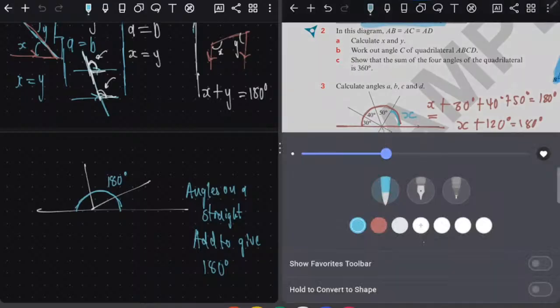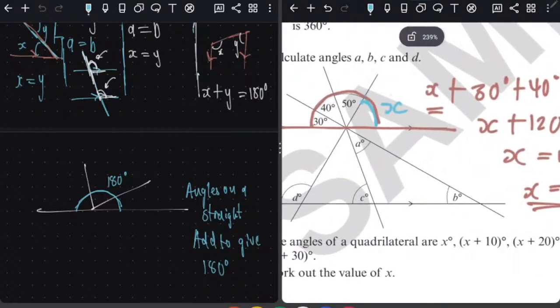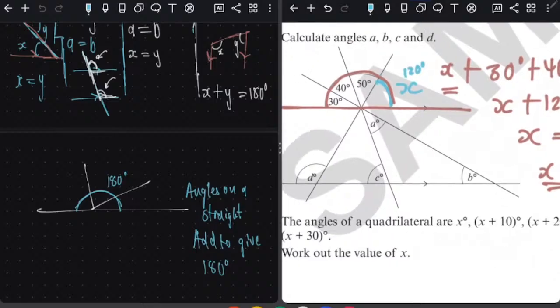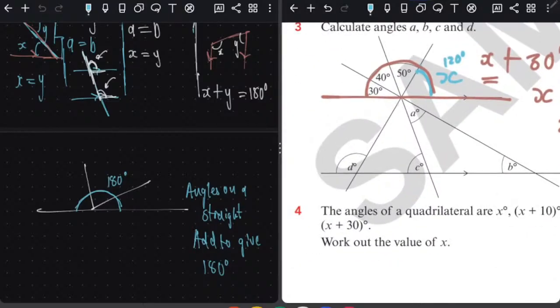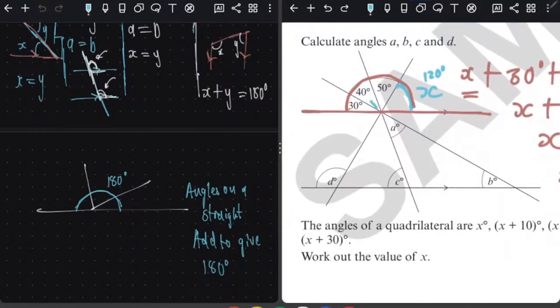Put everything you know one by one. It's like you come here, you have found this to be 120 degrees. Good. Now what you're going to see is that these things are meeting here, and there are some opposites there. Do you see that? 40 and A are opposite. 30 is opposite with this. 50 is opposite with this. 120 is opposite. Can you see that? I mean, not 120. This is 60. We got it at 60 degrees.